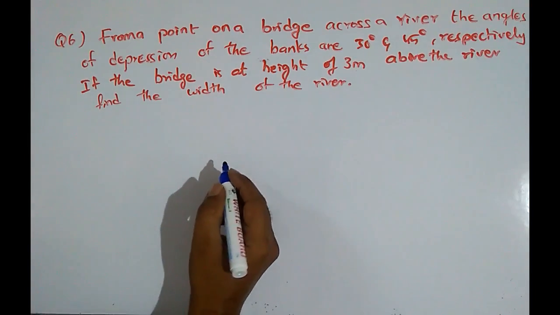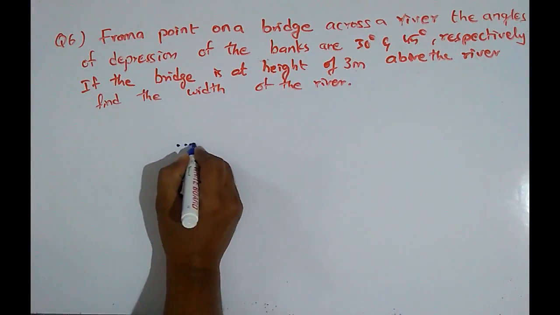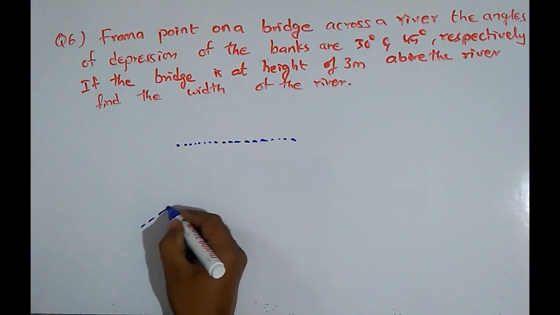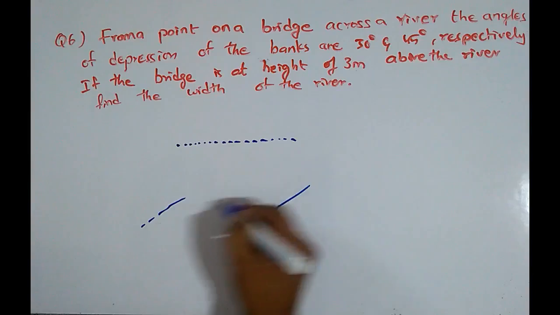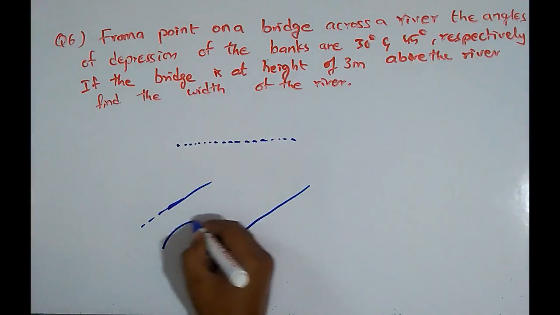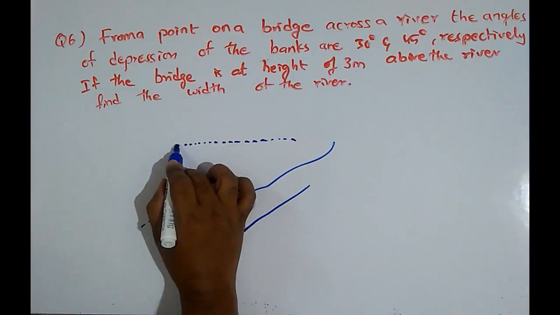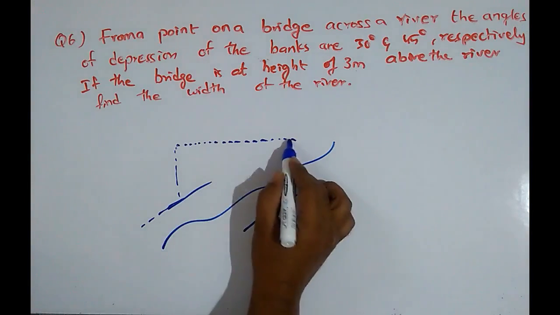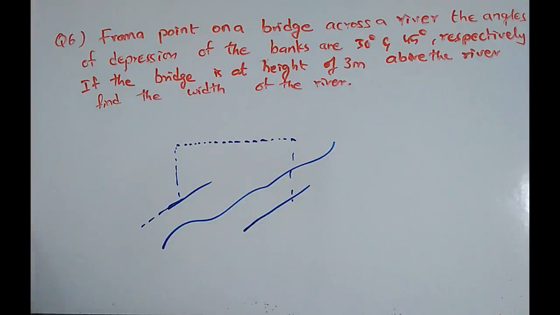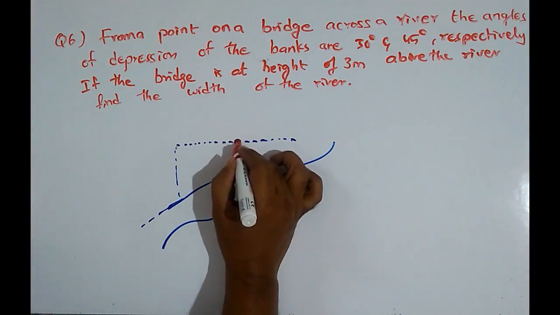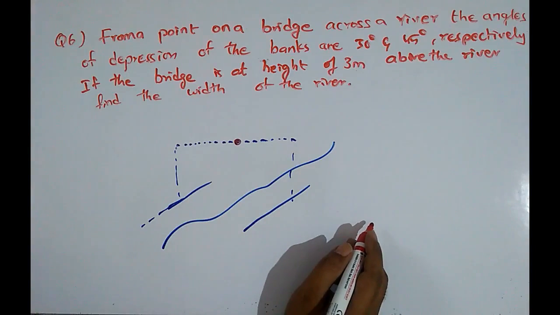See friends, there is a bridge. There is a bridge on the water, friends. Suppose these are the two banks of the water. Water is flowing like this. Okay friends, and the bridge is built here. All you have to do is, from a point on the bridge across a river.